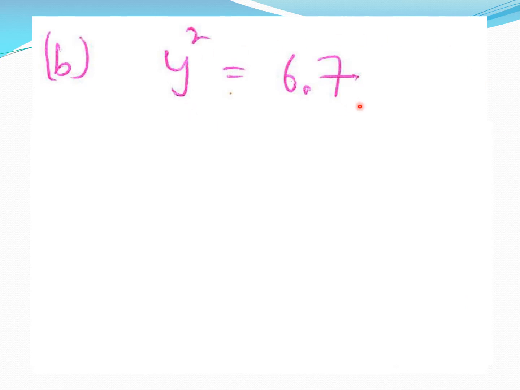Part B. y squared equals 6.7. Again, we want to get y on the left hand side. What's the opposite function to the square? The opposite function to the square is the square root. So we take the square root of both sides. And on the left, we'll get y equals.